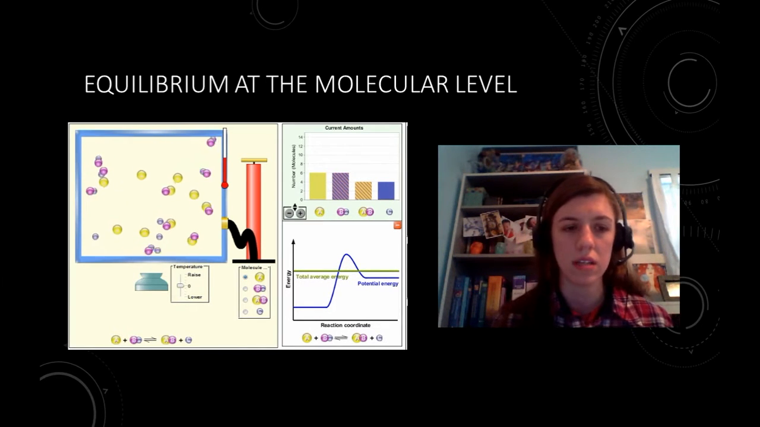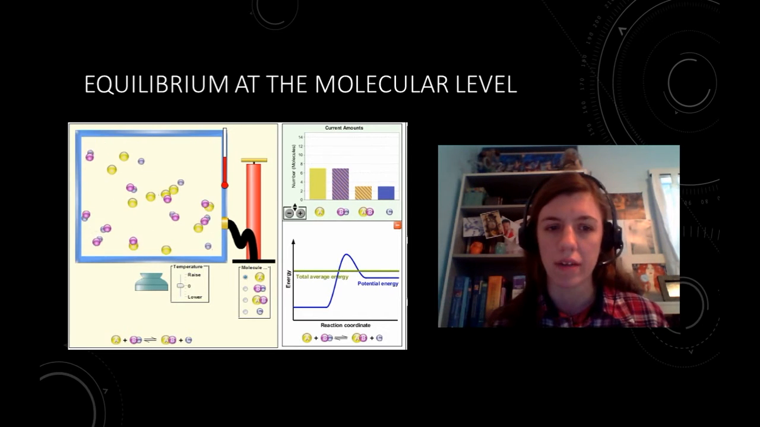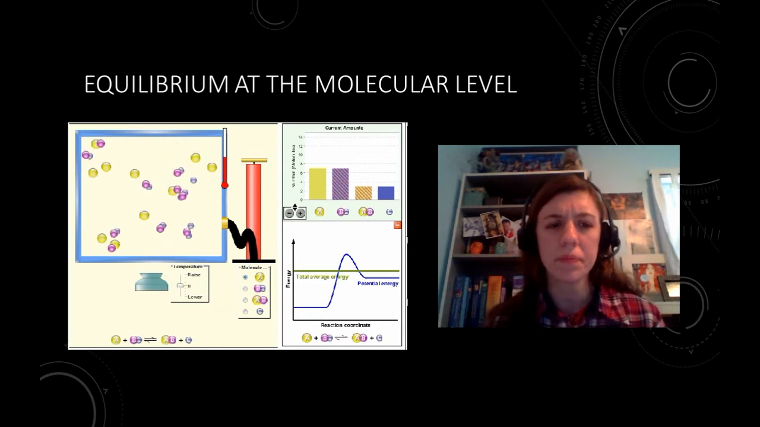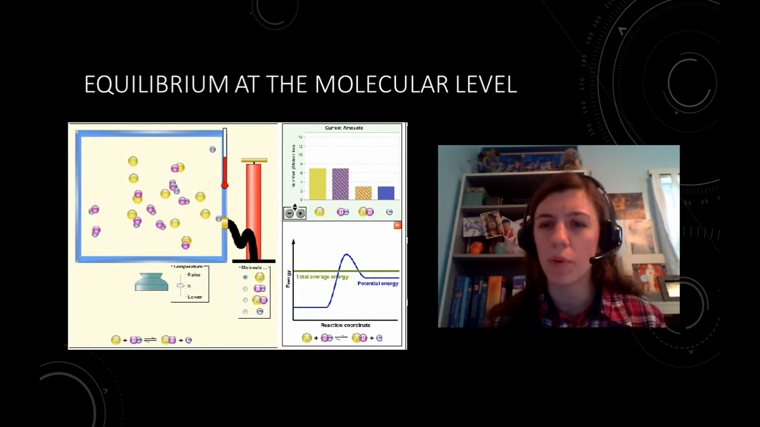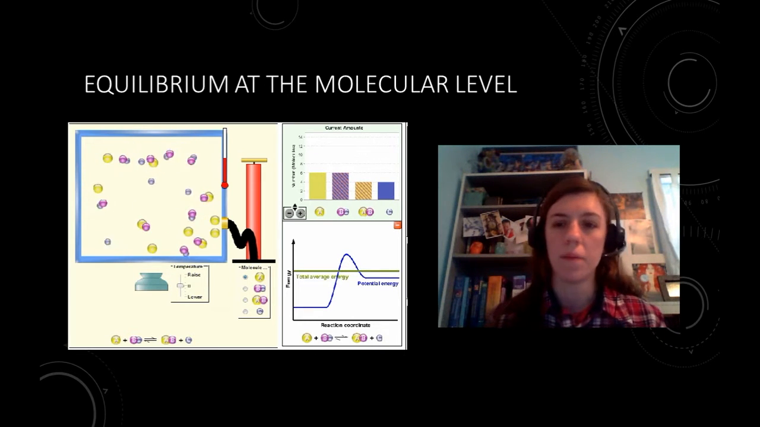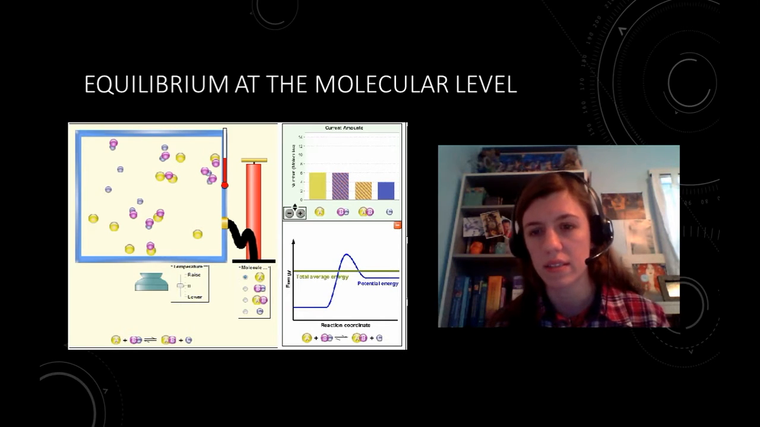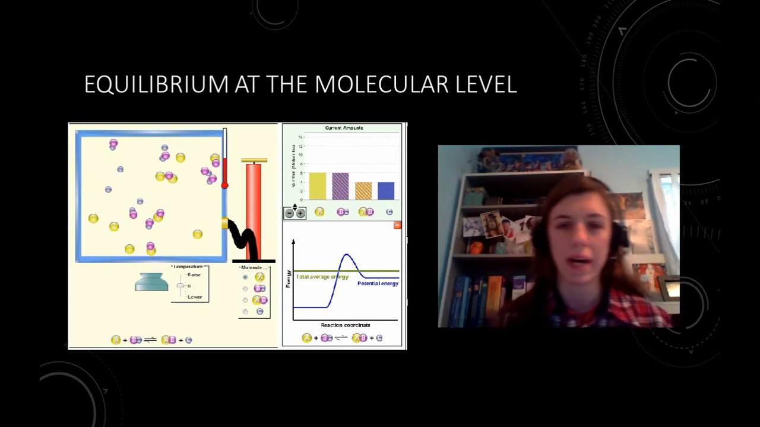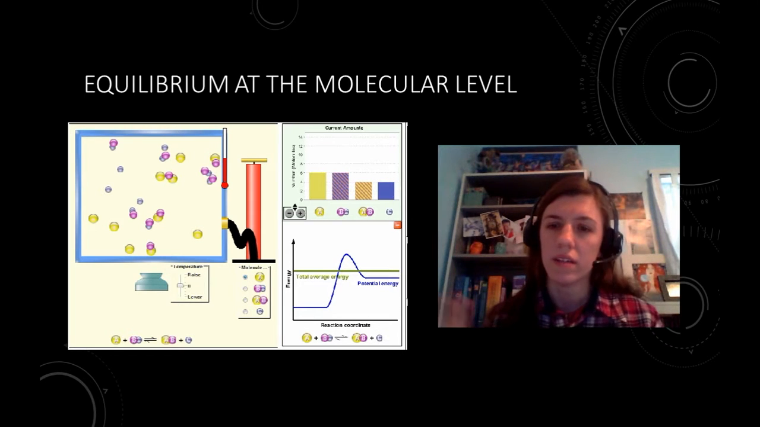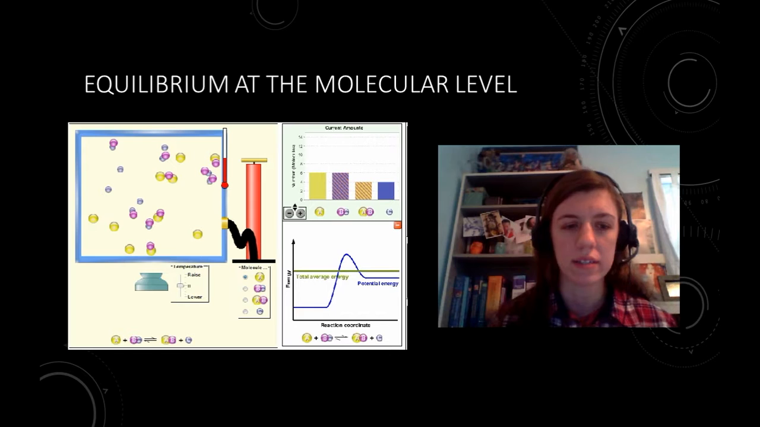That's how things work. We start to see the appearance of products in the reaction vessel, and you can see in my bar graph over here what's present in the reaction vessel. And then at a certain point, we stop getting more products. In fact, some of the products even turn back into reactants. We kind of go back and forth, but at no point do all of my reactants turn into products.